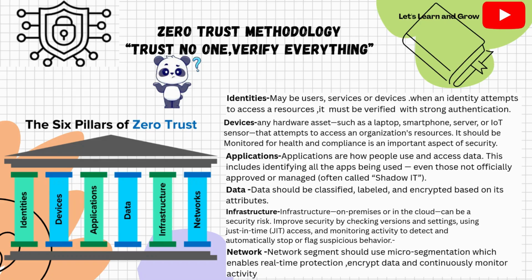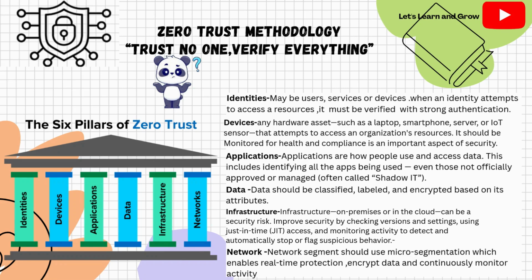So the six principles of zero trust are identity, device, application, data, infrastructure, and network. Identity: users, services, or devices must verify who they are before accessing resources. Device: all devices like laptops, mobiles, and servers should be monitored for security and compliance. Application: track all apps being used, even unauthorized apps.